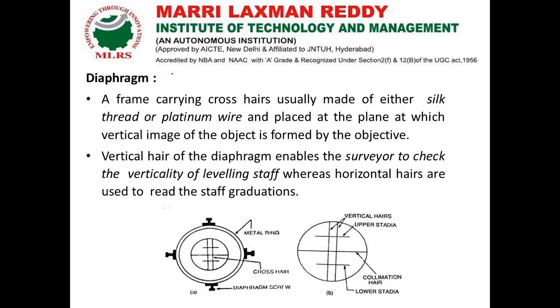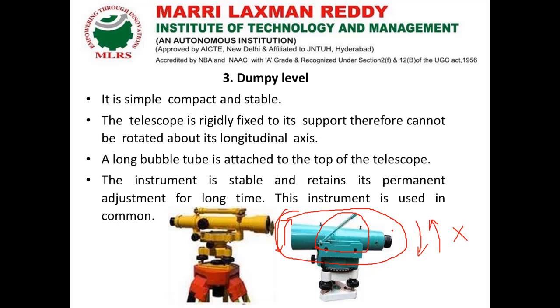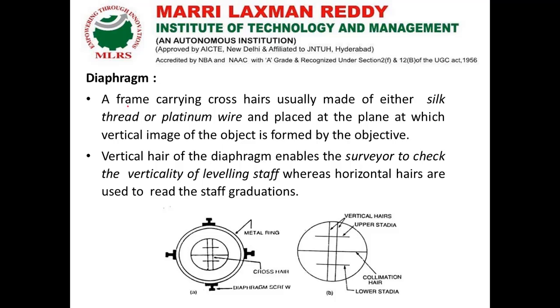while focusing here we are having some arrangement. This is called the eyepiece, this is called the object piece. Like this screw, this is the focusing screw. Now we are having one attachment on this side. Here we are having some arrangement, that arrangement is called the diaphragm. In the diaphragm we can have the crosshairs.